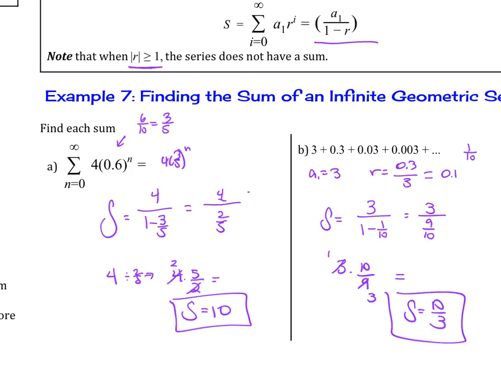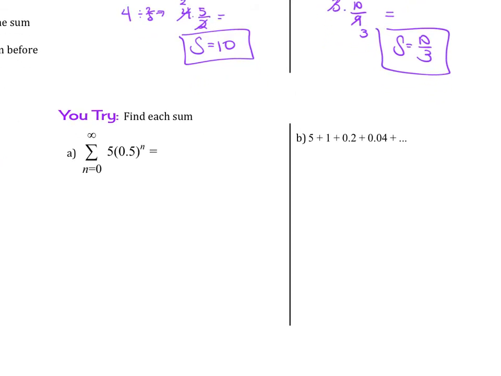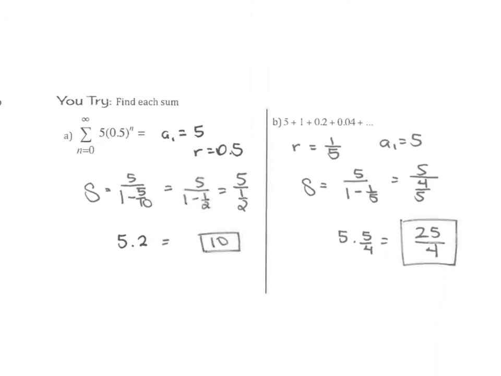So instead of using your calculator, putting everything in decimals, go ahead and use fractions. It works out very, very nicely. So try out these examples down here. So if you tried it out, you should have gotten 10 for the first one and then 25 over 4 for the next one. It works very, very nicely there.